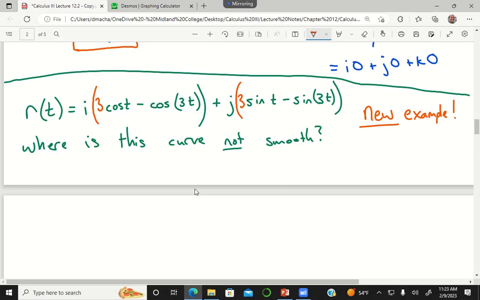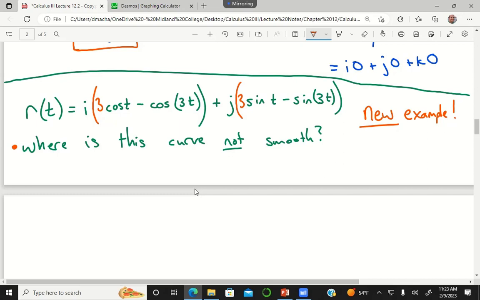But we're asking the same question. The previous curve we looked at was smooth everywhere, because we couldn't find any value of t that simultaneously made both of the components 0. But now for this equation, we're asking for this vector valued function of this parametric curve, we're asking the same question: where is this curve not smooth?